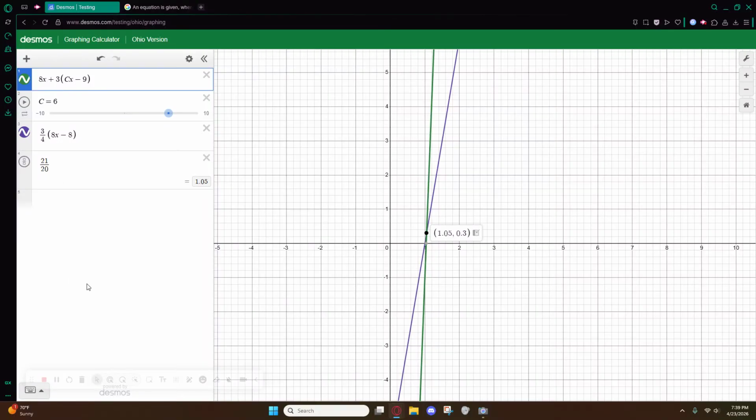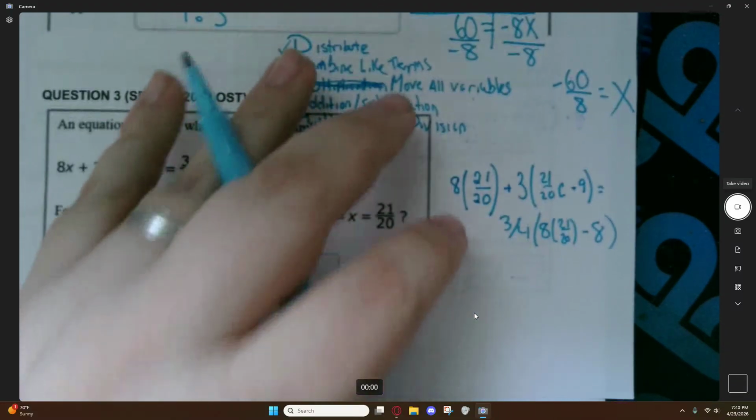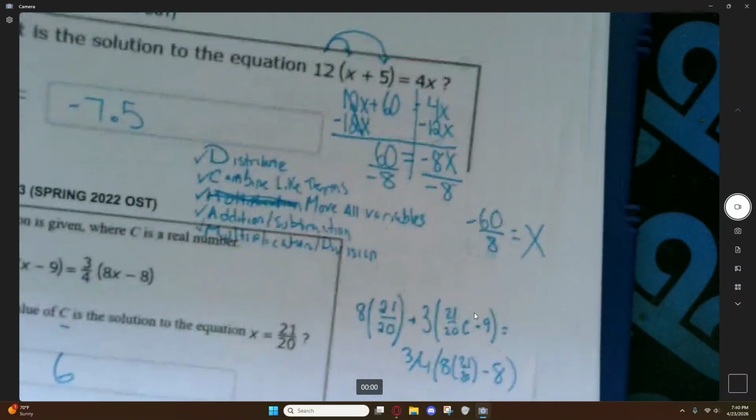That is a wild question. Absolutely wild question. To the point where you can even see this tab here where I had to confirm that I was doing it right, because I didn't want to give you incorrect information. But, alright. C equals 6.